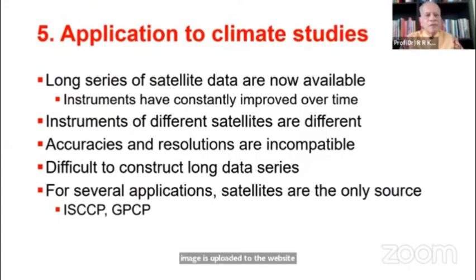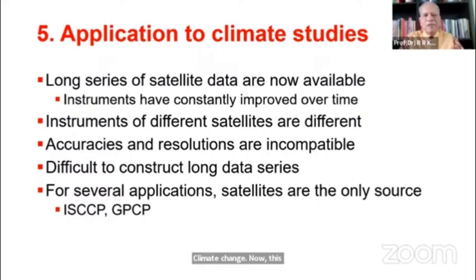We come to the fifth part of this talk, application to climate studies. As we saw at the beginning, the first weather satellite was launched in 1960, almost 63 years ago. Since then, satellites started giving us data. So we now have a long series of archived satellite data from which we should be able to find out results about climate change. Now, this is a boon as well as a problem.